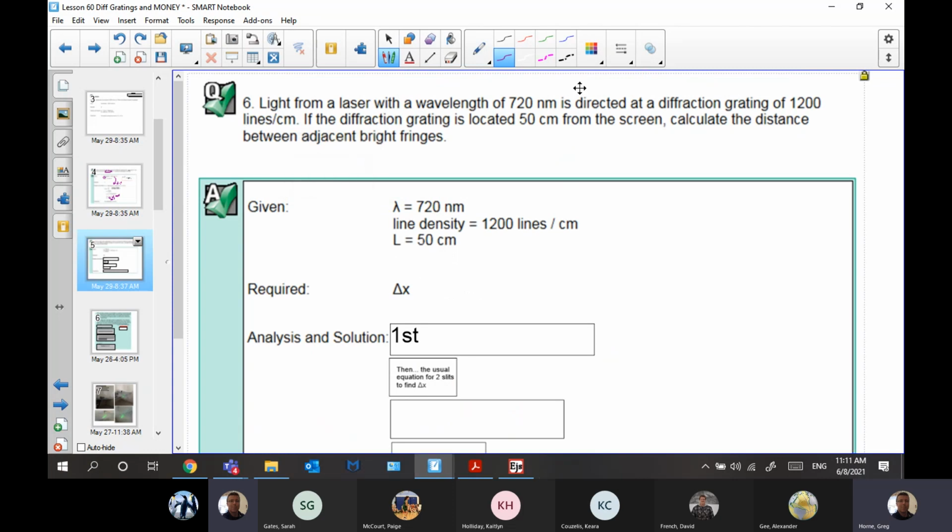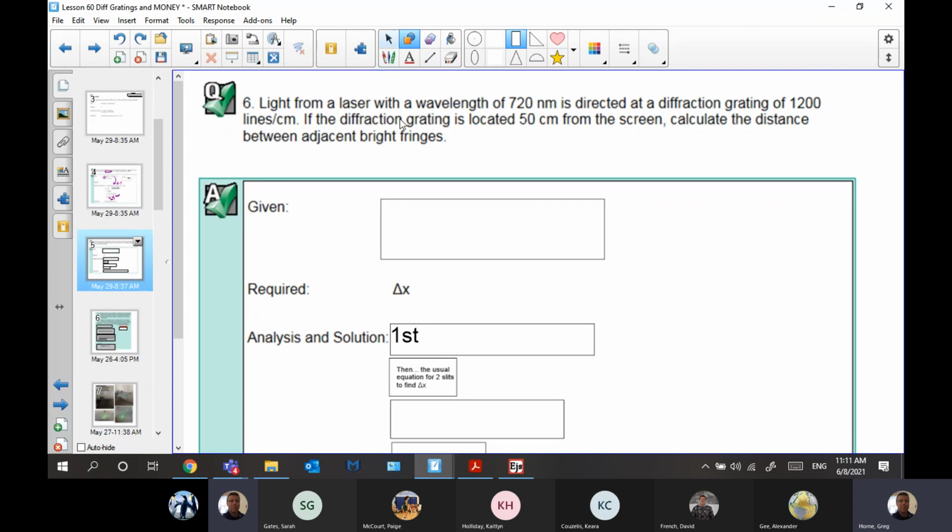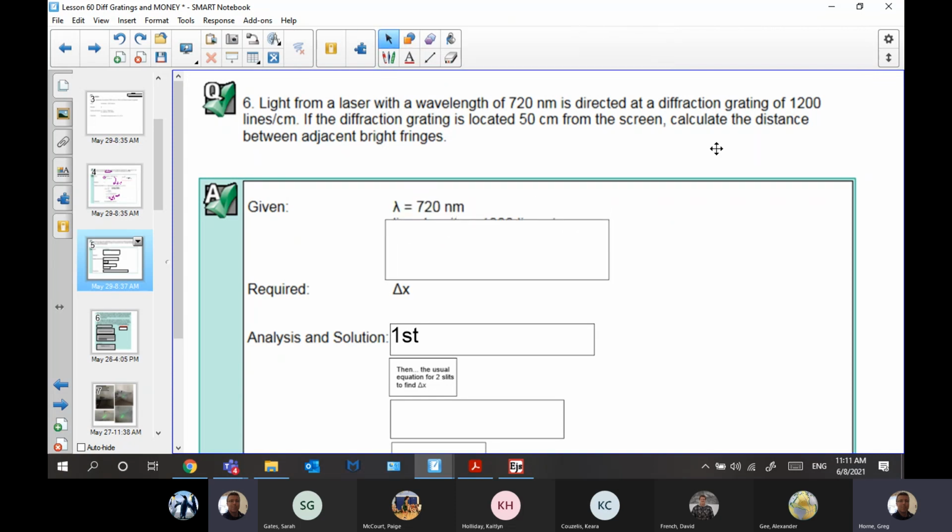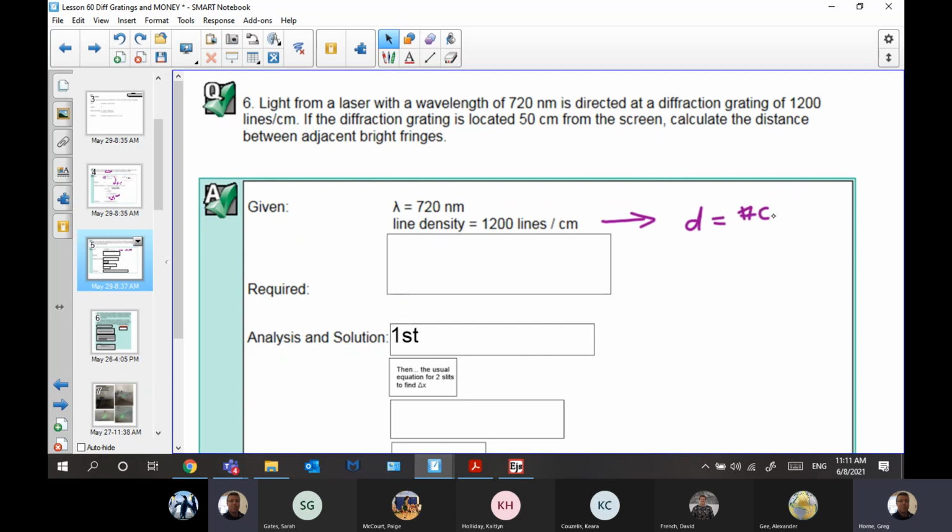Light from a laser with a wavelength of 720. So if I had this covered up still, of course, I'd be like, oh, of course they gave us wavelengths. So guess what? It's listed. Line density of 1200 lines per centimeter. And of course, you may as well just point out we're going to get D equals the number of centimeters divided by the number of lines.